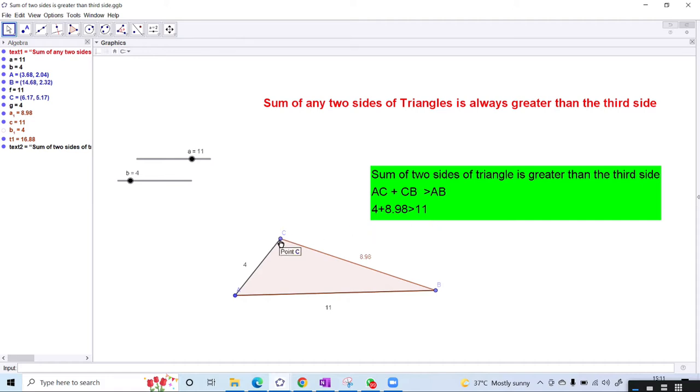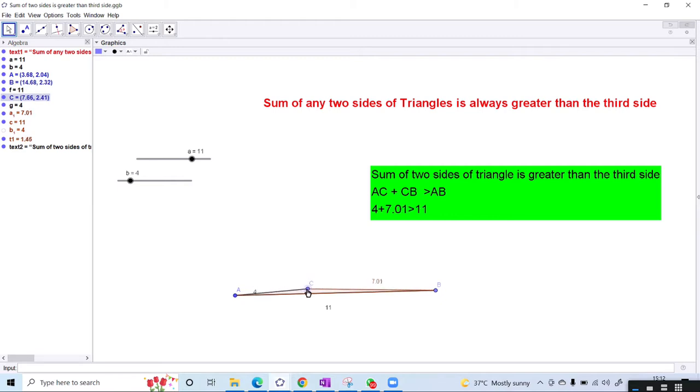See, what can you read from the screen? You are reading something. Something is changing. Yes, ma'am. What is it? The value of the side BC is changing. The values of the side AC and the side AB are fixed, but there is a change in the side BC. It has decreased. The point C is getting closer and closer to the line segment AB. So what is the observation? The sum of the two quantities, that is 4 plus 7.31, is still greater than the other side. Exactly. It is still greater than 11. It has come very close.